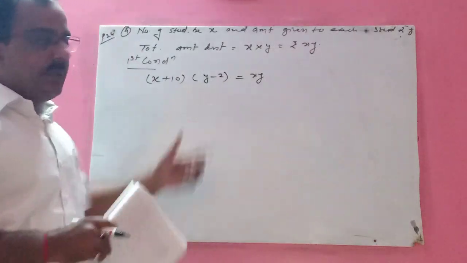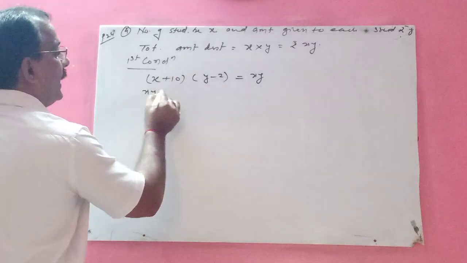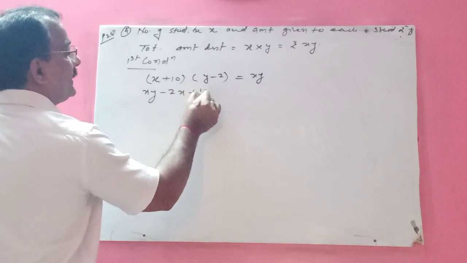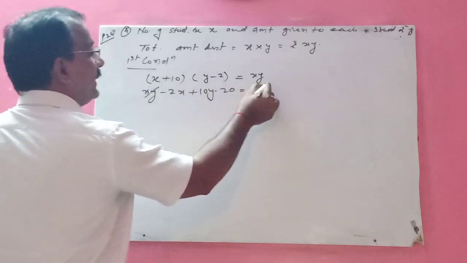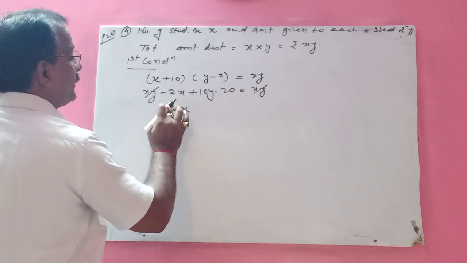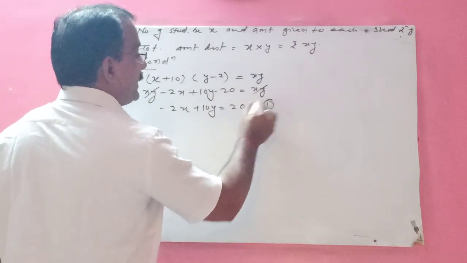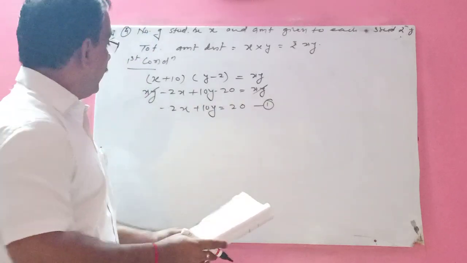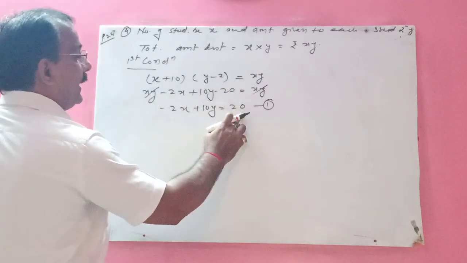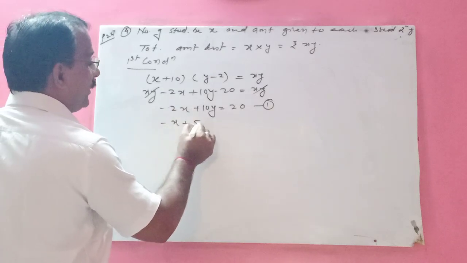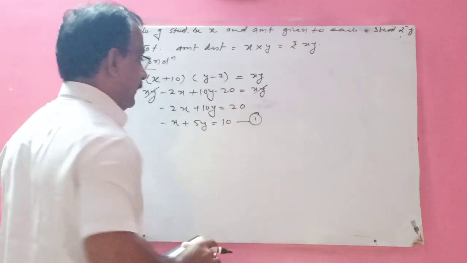This is the condition. Now how will we solve this? x into y is xy, x into minus 2 is minus 2x, plus 10y minus 20 is equal to xy. These two get cancelled, so minus 2x plus 10y is equal to 20, equation number 1. All are divisible by 2, so make it in simpler form: minus x plus 5y is equal to 10. This is equation number 1.